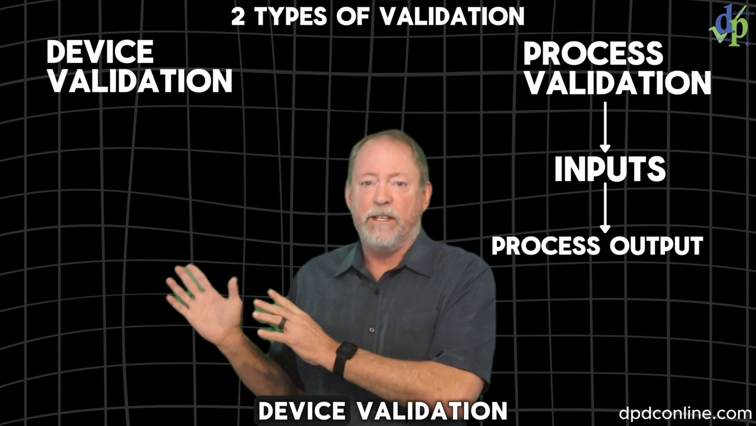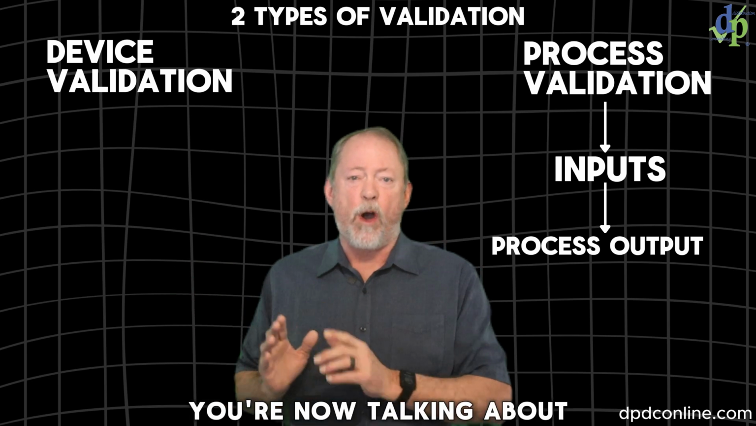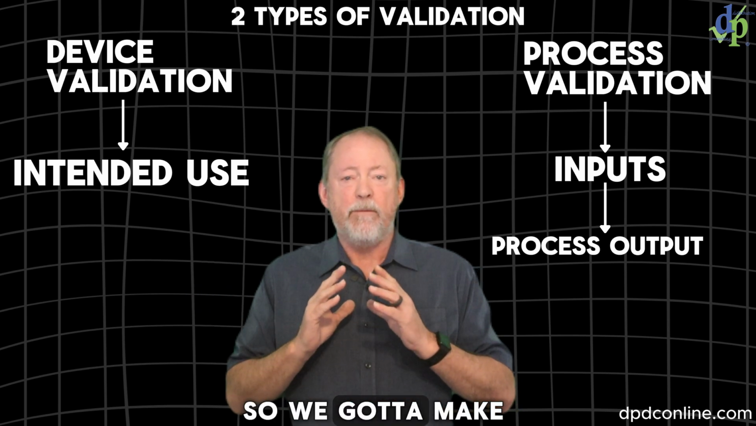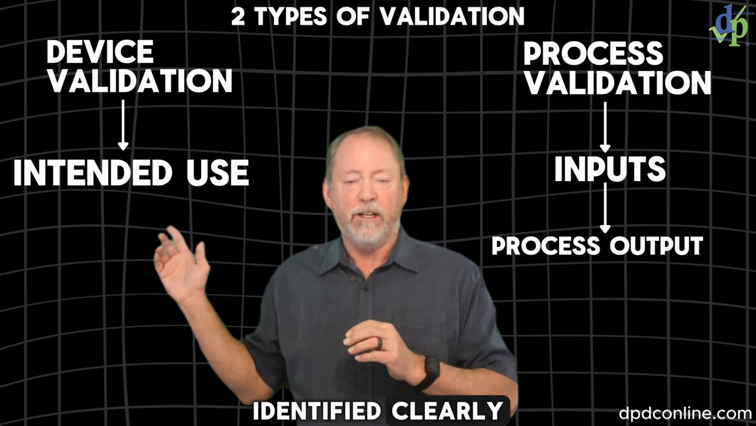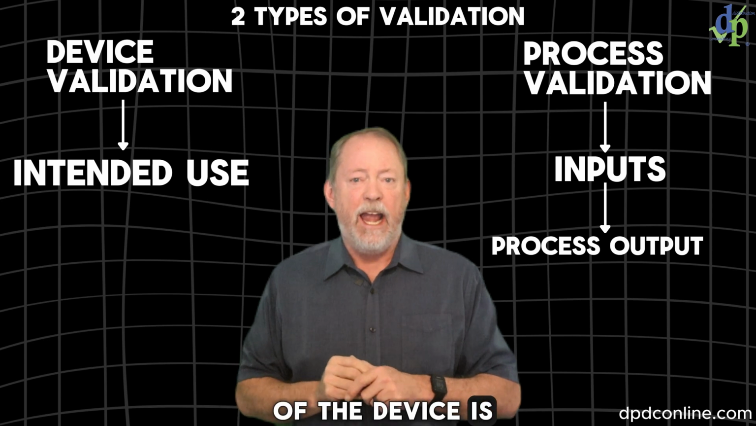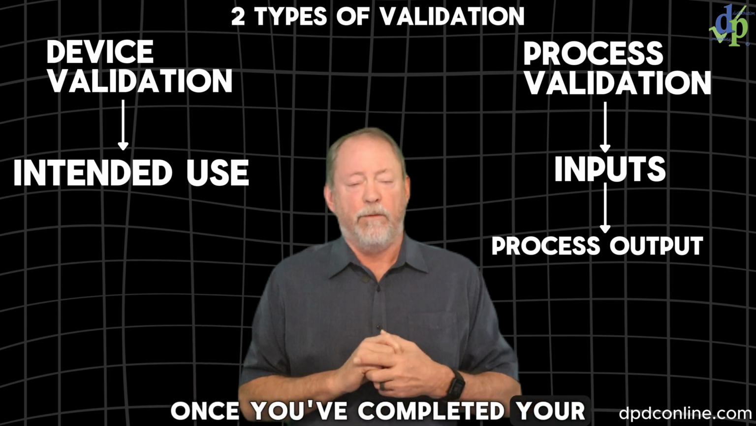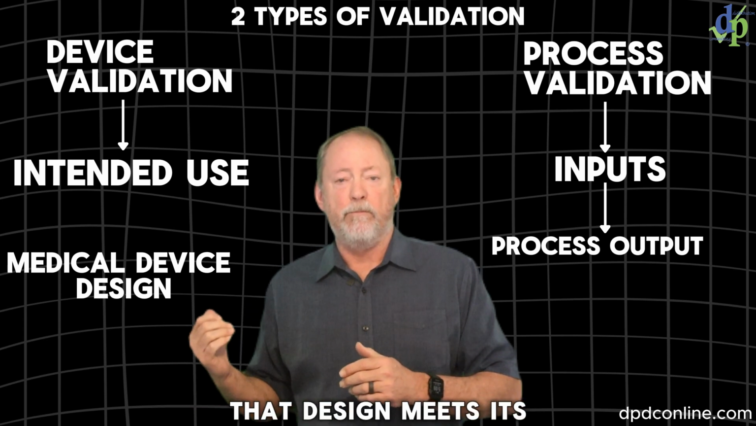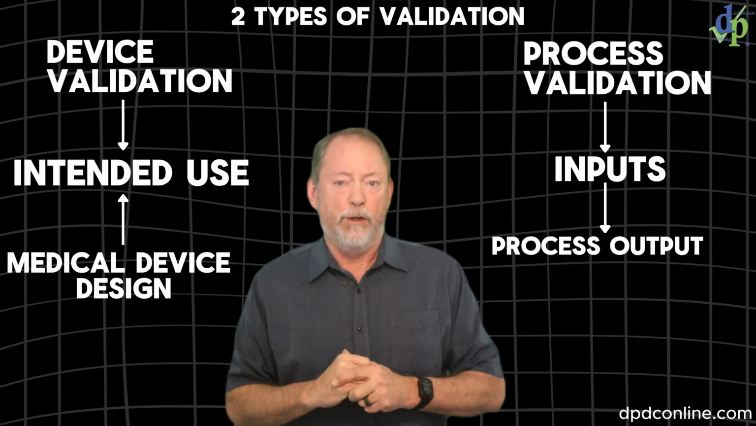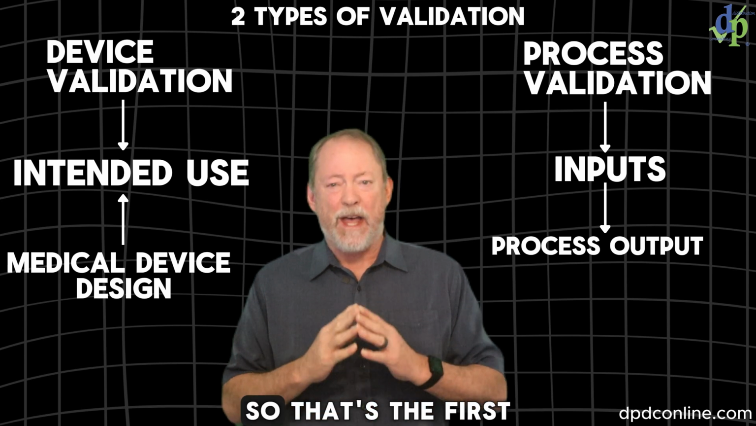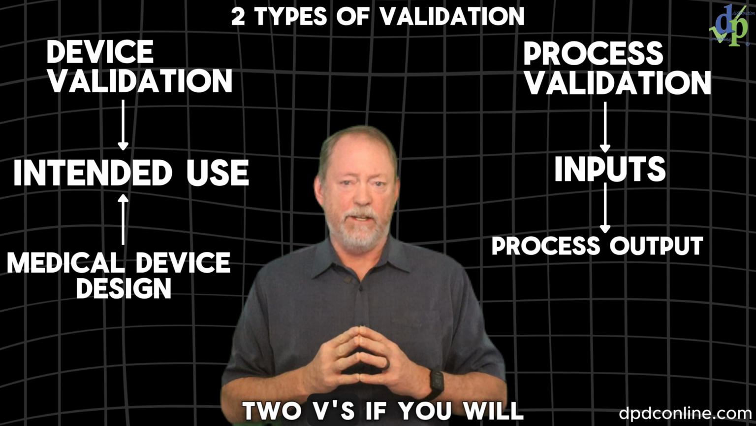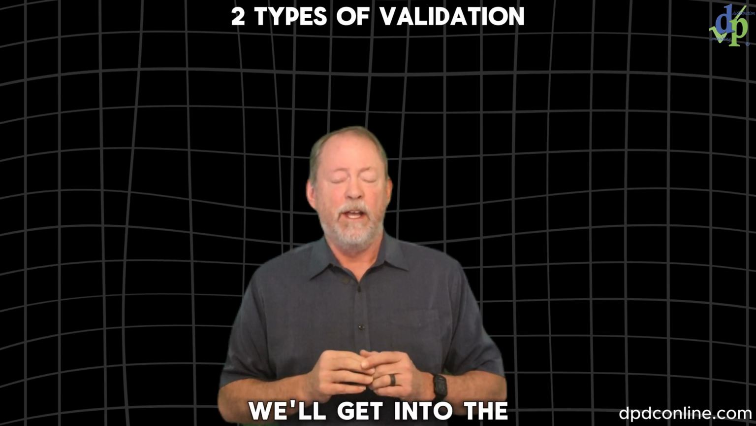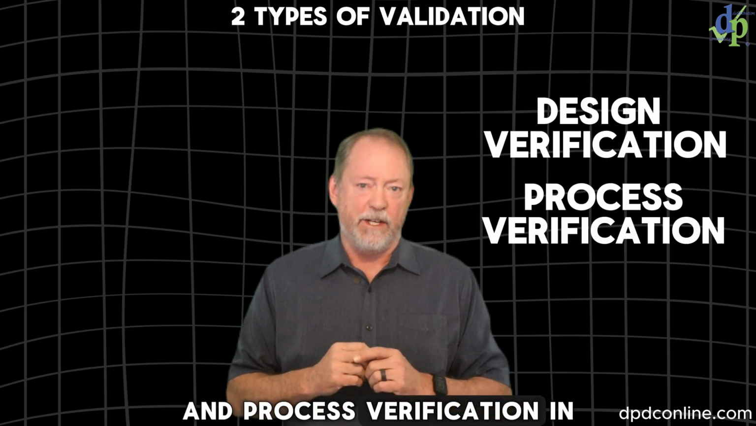Now, going to the device validation, you're now talking about the medical device intended use, okay? So we've got to make sure that we've clearly identified what the intended use of the device is. And then at that point, once you've completed your medical device design, you go back to ensure that that design meets its intended use, the intended user needs, okay? So that's the first 2 V's, if you will, the process validation and the design validation. We'll get into the design verification and process verification in another minute.